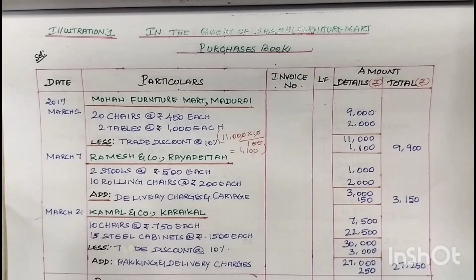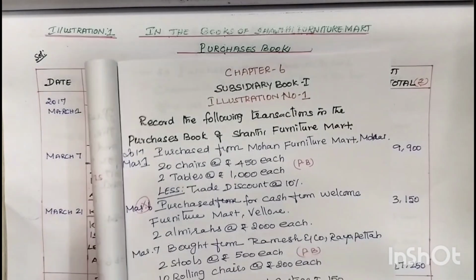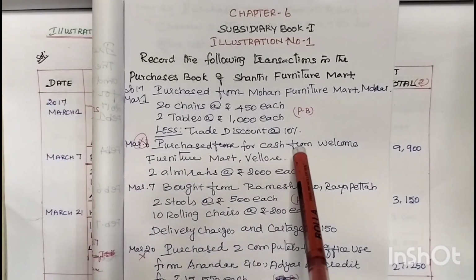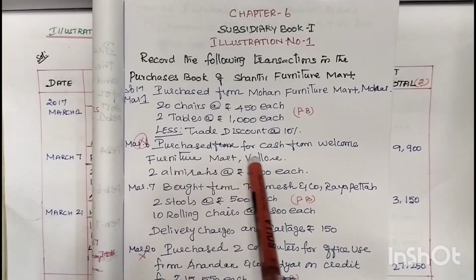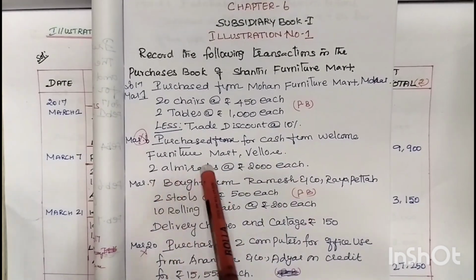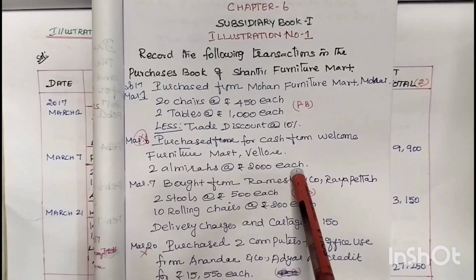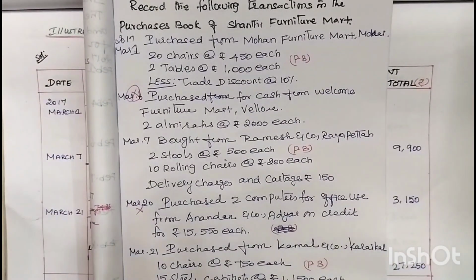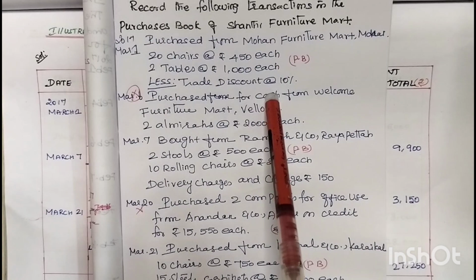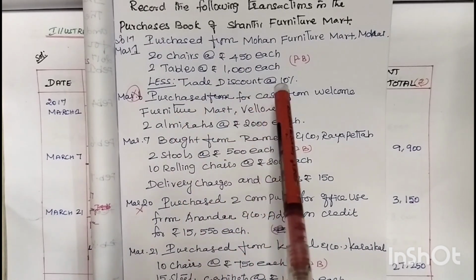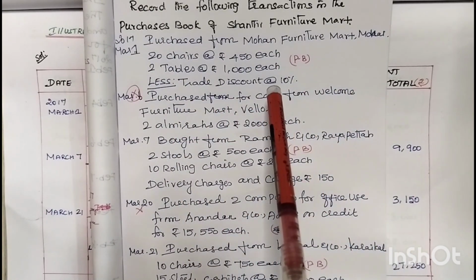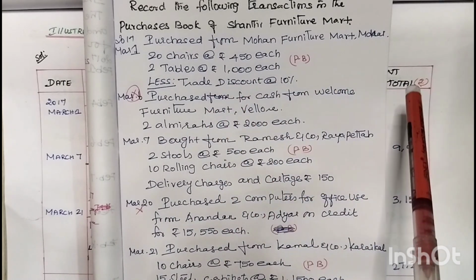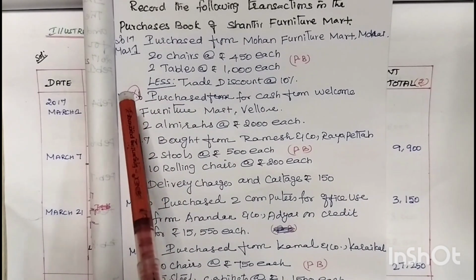We entered. Then the next transaction is March 6, purchased for cash from Welcome Furniture Mart, Vellore, 2 almirahs at rupees 2,000 each. What this transaction tells us? This transaction is the cash purchases. We don't enter cash purchases into the purchases book. You only record credit purchases. So we omit that transaction.